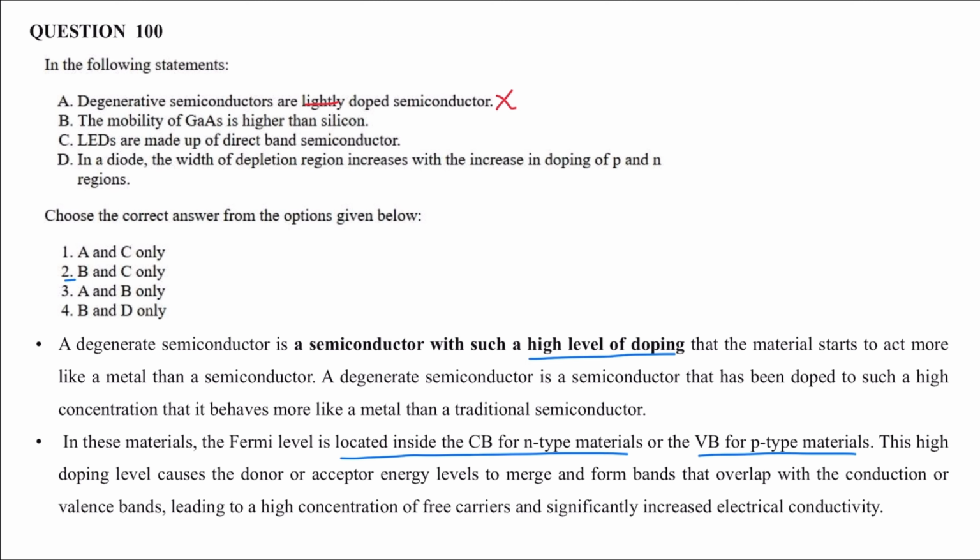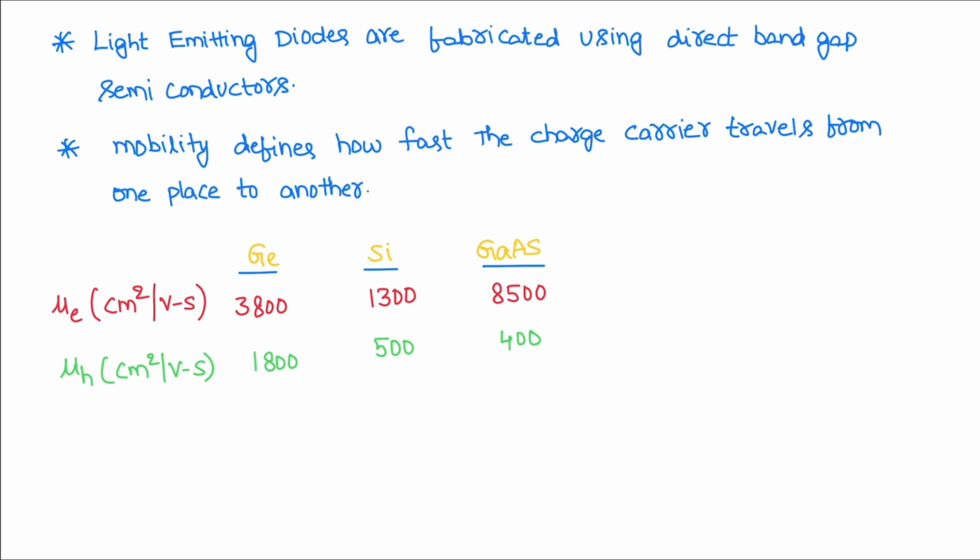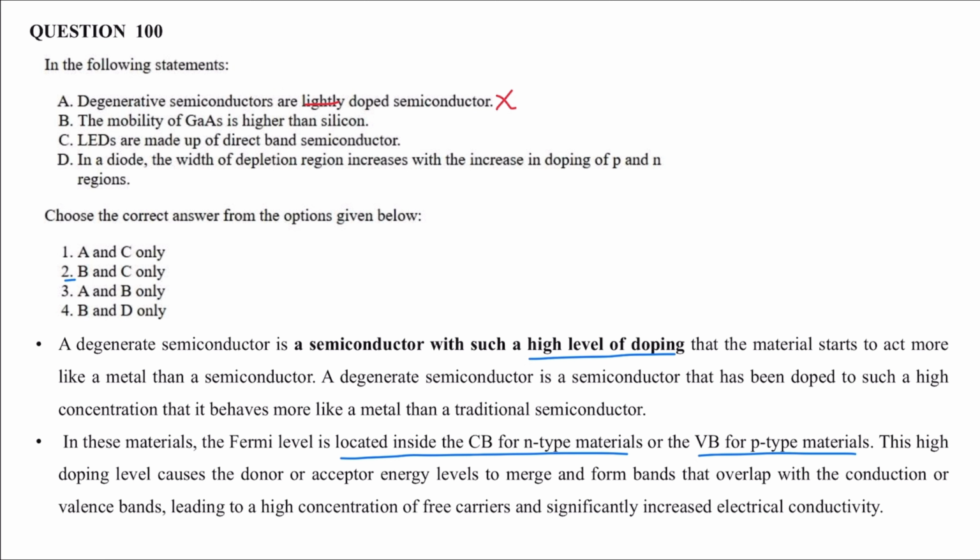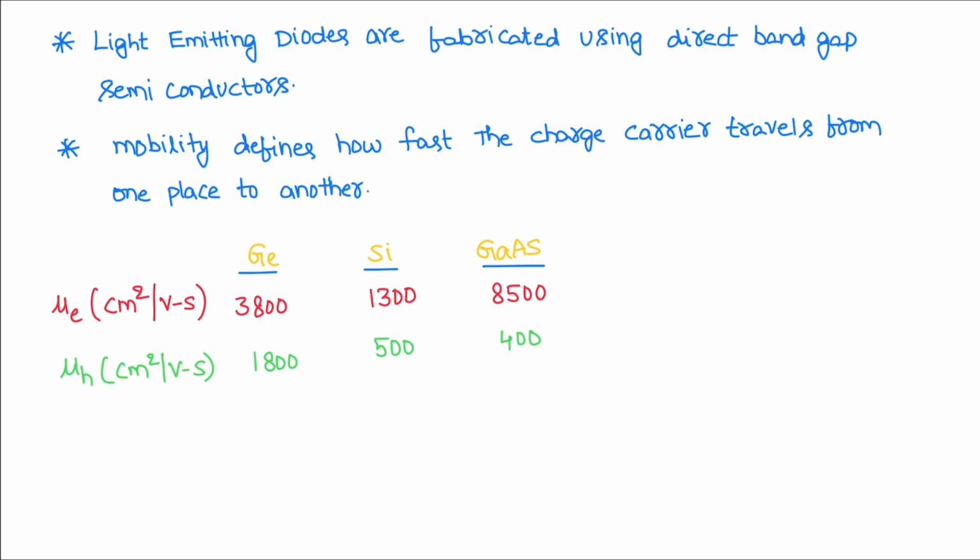Statement B. The mobility of gallium arsenide is higher than that of silicon. Let us see the mobility of electron for germanium is 3800, for silicon 1300, for gallium arsenide 8500. When compared to silicon, the electron mobility of gallium arsenide is higher. Statement B is correct. LEDs are made up of direct bandgap semiconductors. So these light emitting diodes are fabricated by using direct bandgap semiconductors.